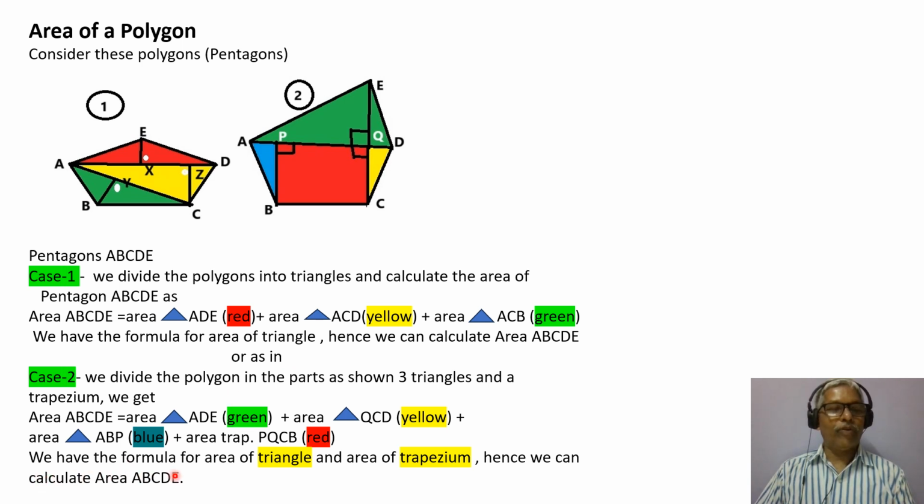So we have the formula for area of a triangle and area of a trapezium. Hence, we can calculate the area of ABCDE. We have formulas for both of these, and we can calculate the area. This is one way. There may be some others also.